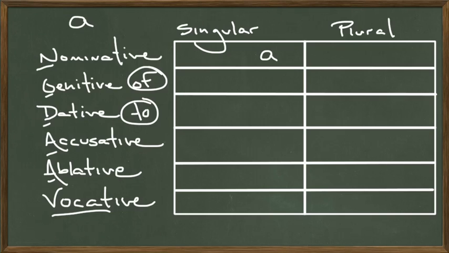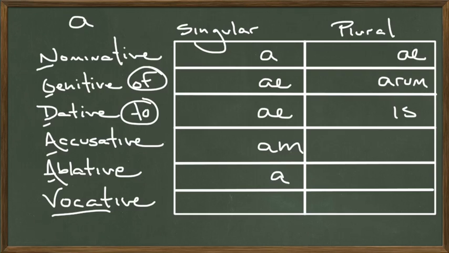So we have a. If you're memorizing the endings, here's how you would do it. We're going to ignore vocative for the moment. Then you come over here to the plural side and add the rest of the endings: ae, arum, is, as, is. And if you're just straight up trying to memorize these, then you would just chant them over and over to yourself. Ae, arum, is, as, is. Again and again until you have them memorized.